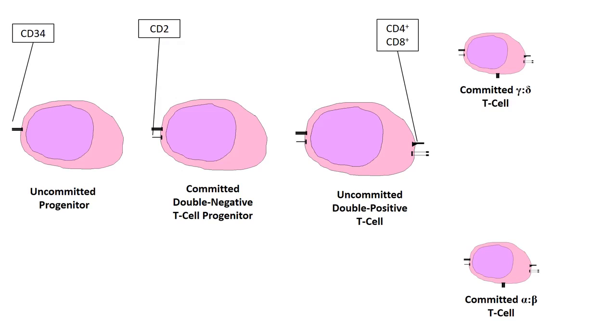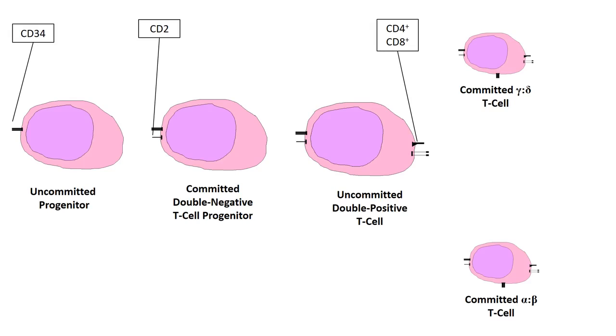As the T cell travels from the medulla of the thymus to the cortex, it experiences multiple important changes. When the T cell first arrives at the thymus from the bone marrow, it is a CD34 positive uncommitted progenitor. A lymphocyte expressing CD34 is simply a lymphocyte progenitor. However, once CD2 is expressed, it is committed to becoming a T cell. This cell is called a committed double negative T cell progenitor because although it is positive for CD34 and CD2, it is negative for two important proteins in T cell development. It eventually gains these two proteins, known as CD4 and CD8, and becomes an uncommitted double positive T cell.